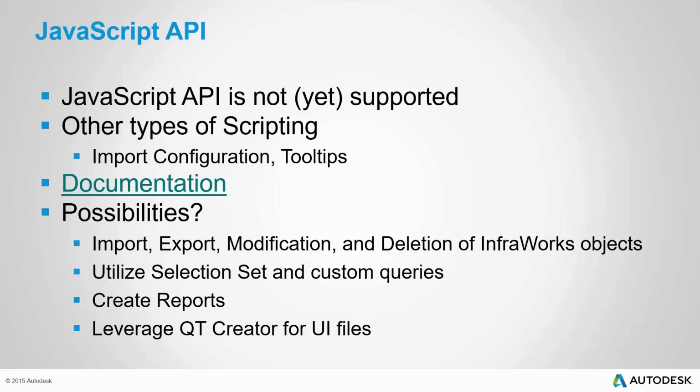You can also utilize selection sets and custom queries, and what this helps you do is further refine your editing capabilities. If you only want to operate on a particular building or a particular group of buildings, the user can select those buildings, and then through the API you can simply operate on those that have been selected. And if you want to further refine what you've selected, you can utilize queries. Those are the same queries that you can create in InfraWorks, and I'll get into this in a minute.